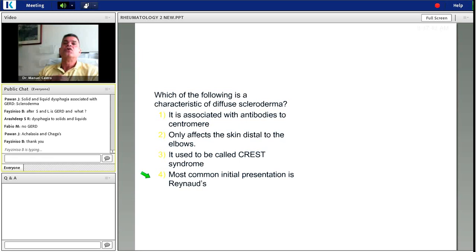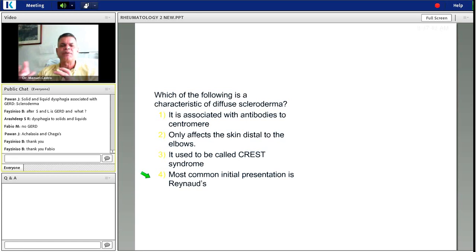Now, diffuse scleroderma is one thing where I want you to reprogram your mind: CREST really is in disuse. Because we use limited and diffuse scleroderma, the important thing is that we divide it based on how much of the skin is affected, because you can see CREST in both diffuse and limited scleroderma. You can see Raynaud in both. So you can see a lot of the characteristics of CREST in both diffuse and limited scleroderma.